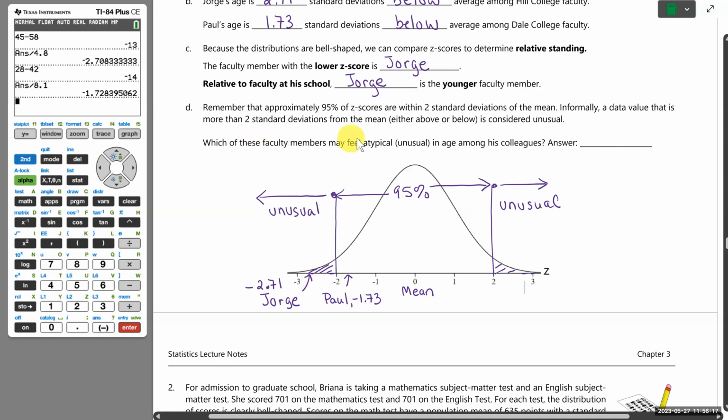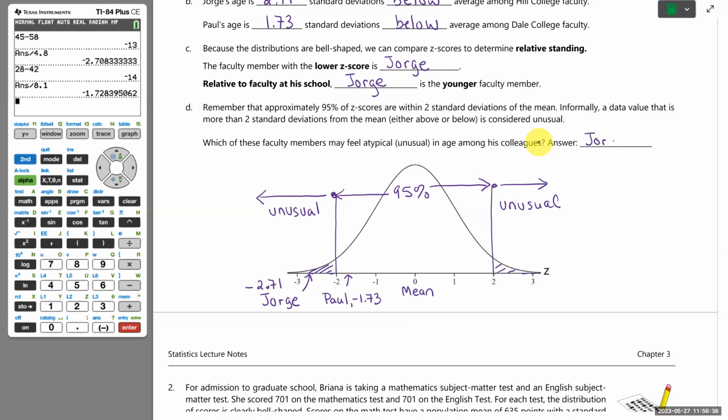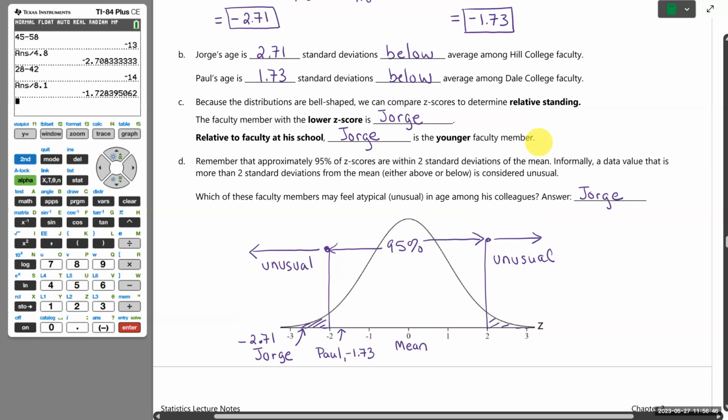So the faculty member here who might feel unusual or atypical, just informally speaking, is going to be George, because he's so far below the mean, more than 2 standard deviations below average among the colleagues at his school. So that's going to be George again. Okay, and that is how we compare data values selected from 2 different populations that are bell-shaped, calculate their z-scores, and we'll leave this one there.